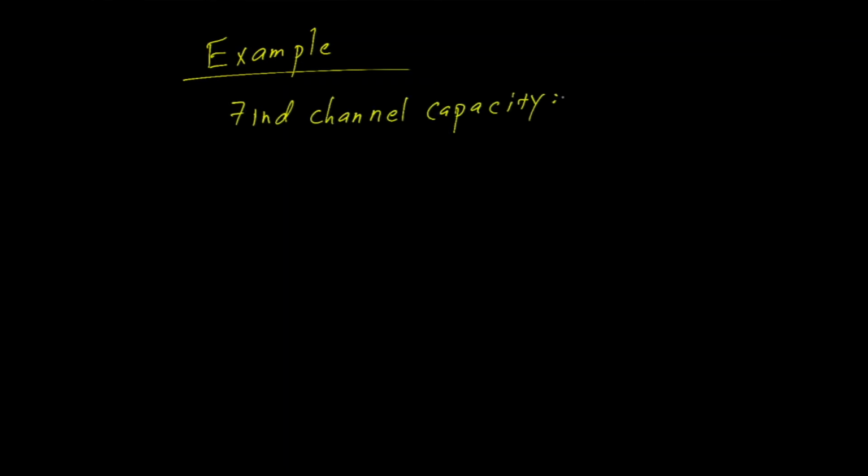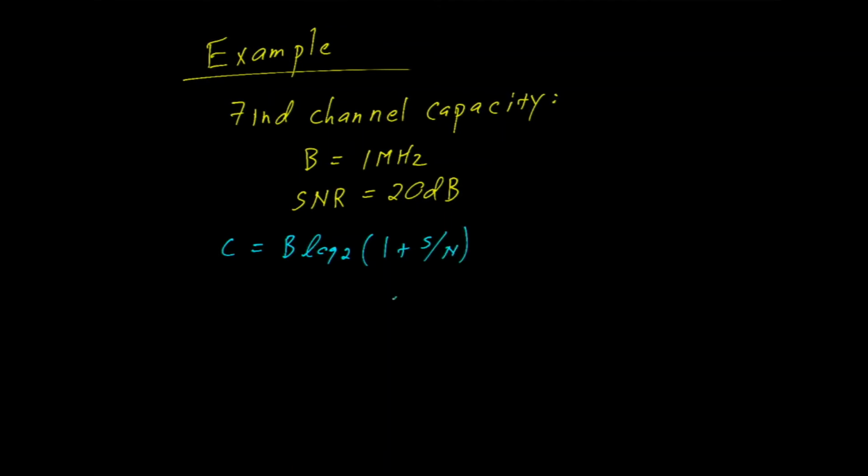Here's another example. You're asked to find the channel capacity given a 1 megahertz bandwidth and a signal-to-noise ratio of 20 dB. The Shannon-Hartley limit tells us that the capacity is equal to B log base 2 of 1 plus the signal-to-noise ratio. But be careful, because that signal-to-noise ratio is linear or absolute. It is decidedly not in dB. Yet your problem tells you that the signal-to-noise ratio is in dB.